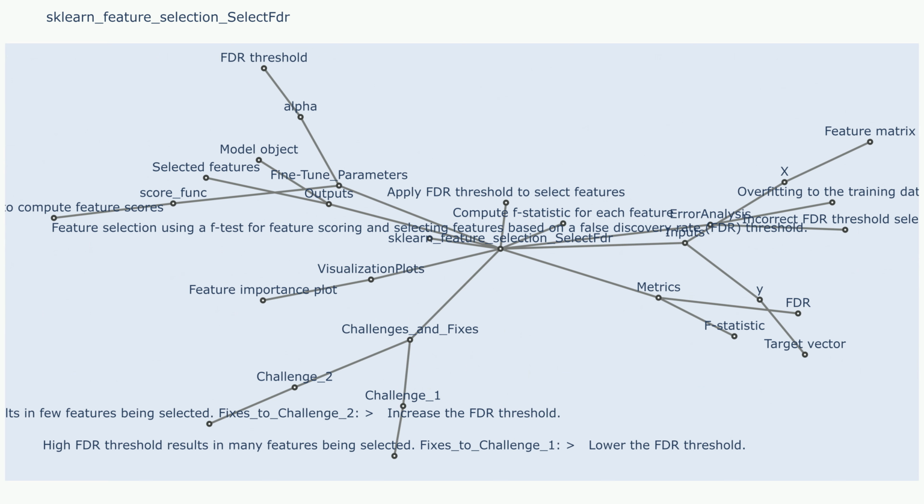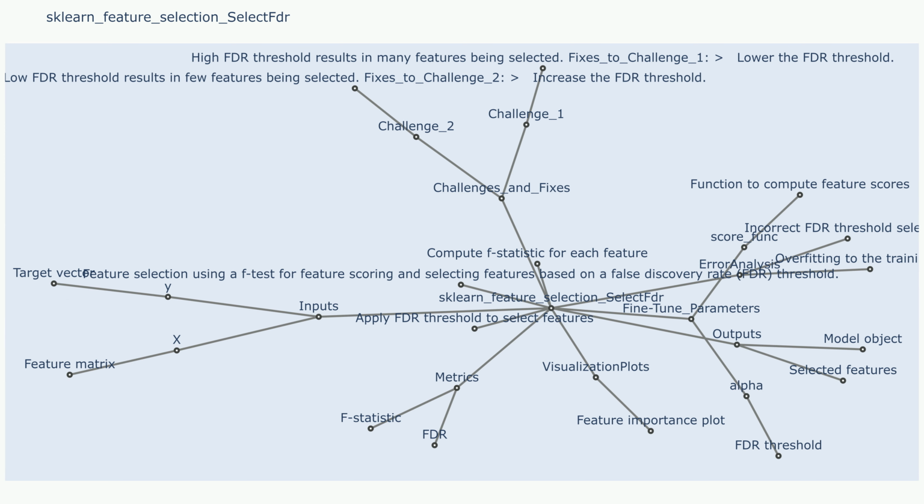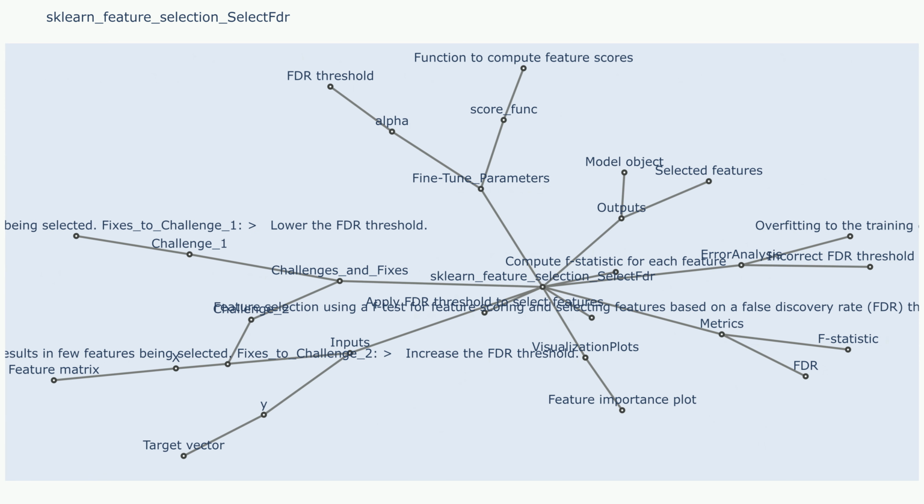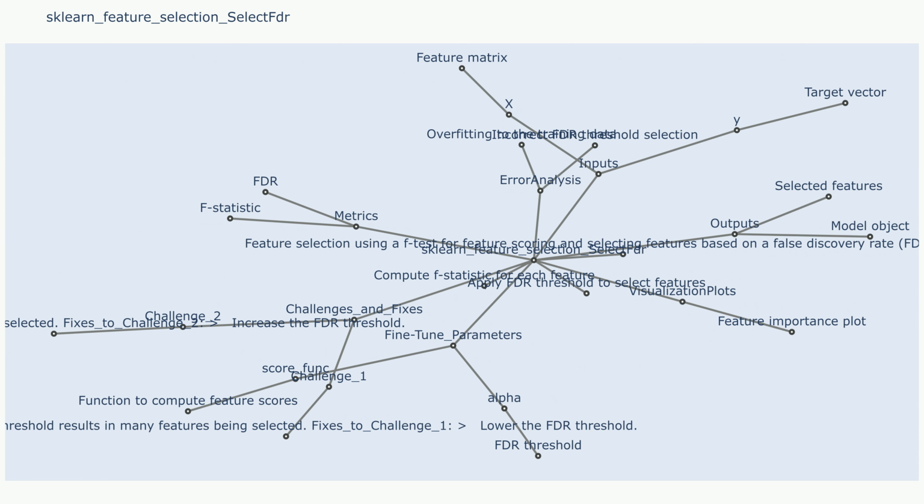Fine-tune parameters. Alpha, the false discovery rate threshold. This determines the expected proportion of falsely rejected null hypotheses. The default value is 0.05. Uncertainty methods. Bootstrapping, sampling with replacement to estimate the variability of the feature selection process. Cross-validation, evaluating the model on multiple folds of the data to estimate its generalization performance.